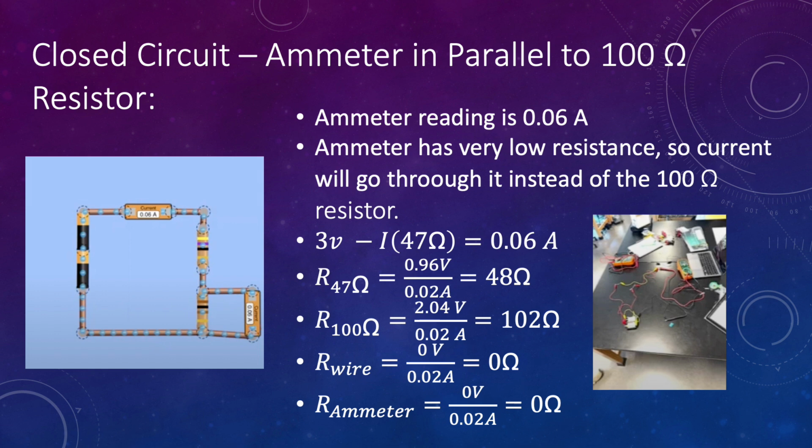Now we have the closed circuit with the ammeter in parallel to the 100 ohm resistor. Ammeter reading is 0.06 amps. Ammeter has very low resistance, so current will go through it instead of the 100 ohm resistor.